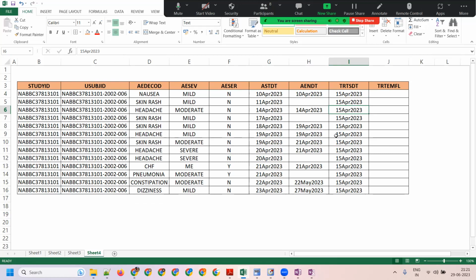First, I need to know when my adverse event started. Did it happen before the treatment start date, or on the day of treatment start date, or after the treatment start date? Where is that baseline? My treatment start date is 15th April. So can I say that for any adverse event started before 15th April, the treatment emergent flag is equal to no? Yes or no?